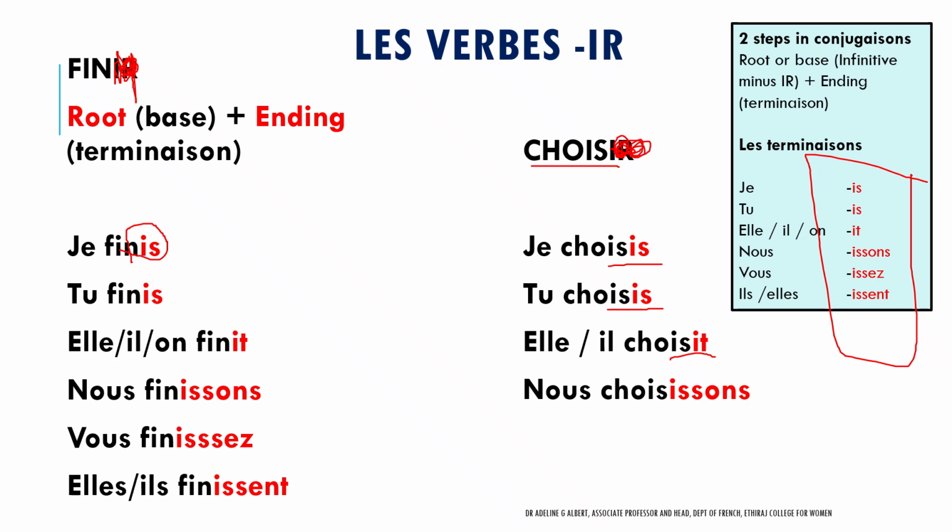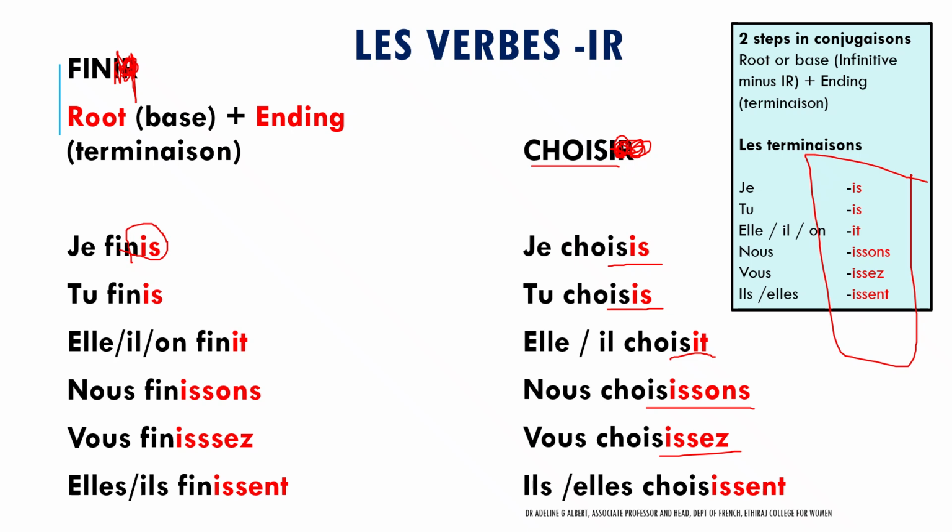Nous choisissons. It's a long ending. Vous choisissez. Il, elle choisissent. Alright? So base plus ending. Just like ER verbs, but different endings.